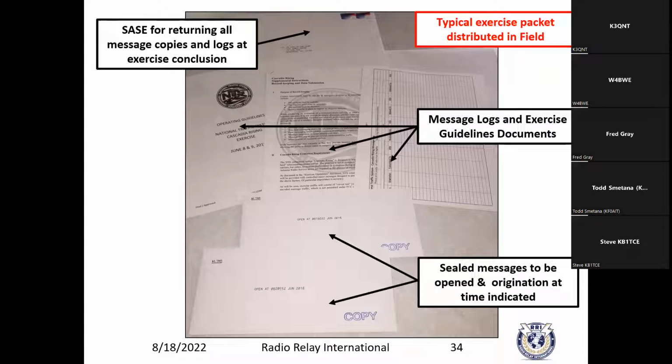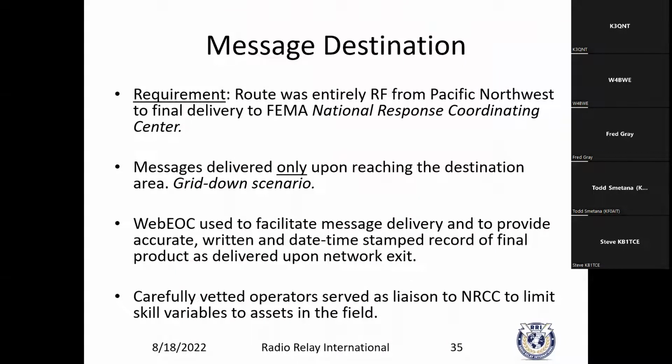These were all provided in advance of the exercise so that we had complete control over what was injected into the network. Okay, and this allowed, again, control. As mentioned, we then let the network do its thing, right? And this was a grid down scenario, so messages can only be delivered upon reaching the destination delivery point. The route was entirely RF from the Pacific Northwest in Alaska to the National Response Coordination Center.